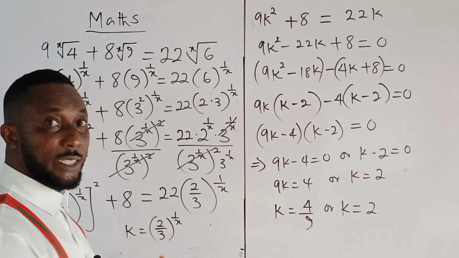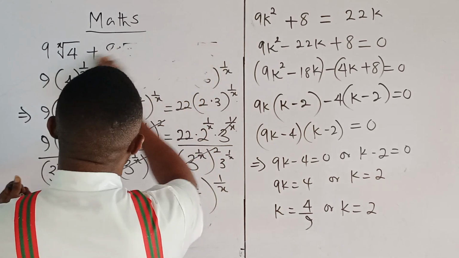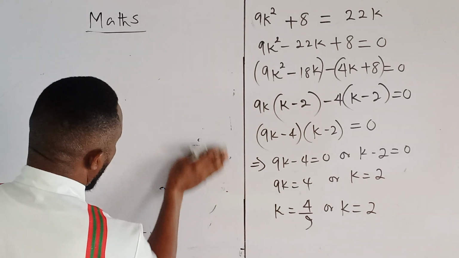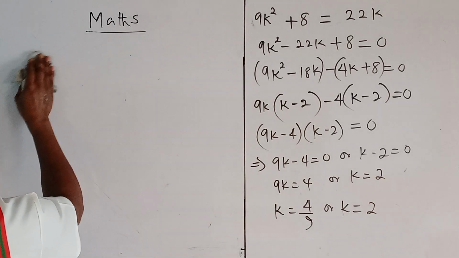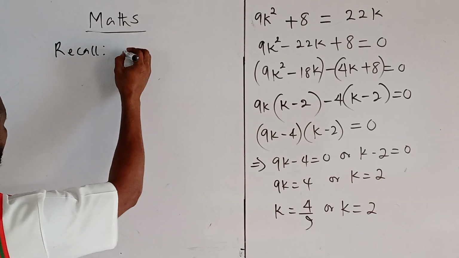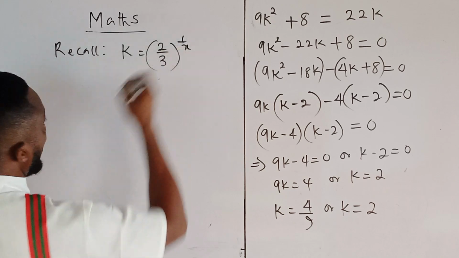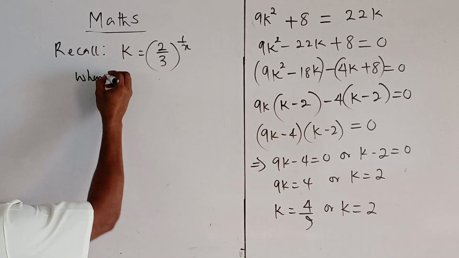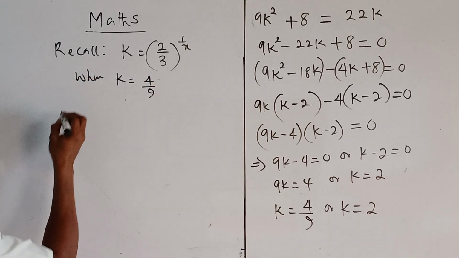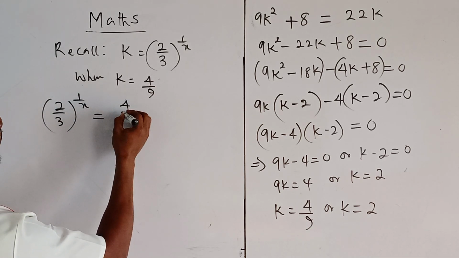Now, along the line, we made a substitution that k is (2 upon 3) raised to the 1 on x. So I will take off this part of the board. We are at the very last lap. So recall that k equals (2 upon 3) raised to the 1 on x. Now, when k equals 4 upon 9, I can then write (2 upon 3) raised to the 1 on x equal to 4 upon 9.